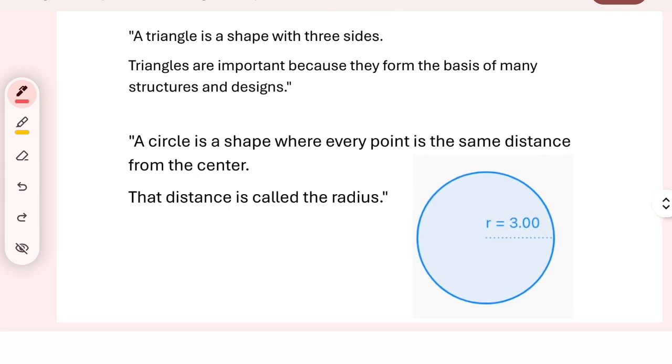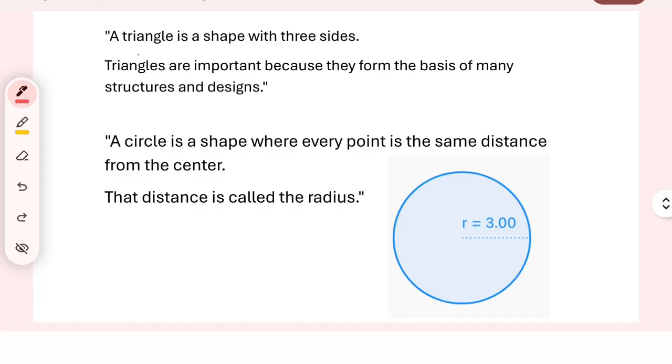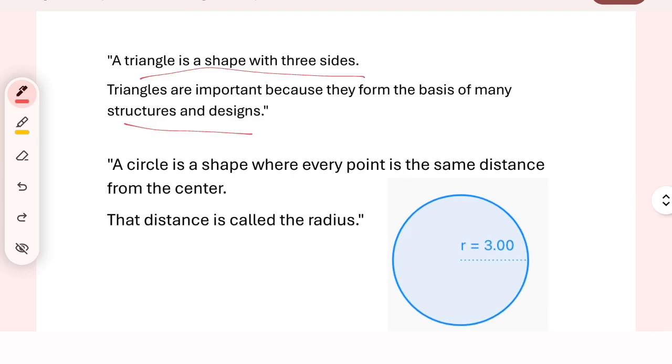Now, a triangle is a shape with three sides. We already know that, right? Triangles are important because they form the basis of many structures and designs. For example, as civil engineers, we design structures, and we always have triangles everywhere because we believe that the triangle is one of the strongest shapes.